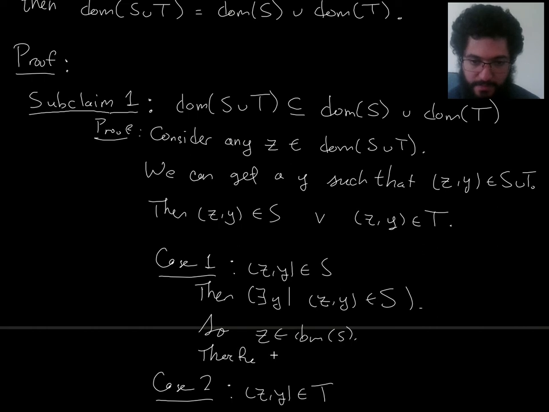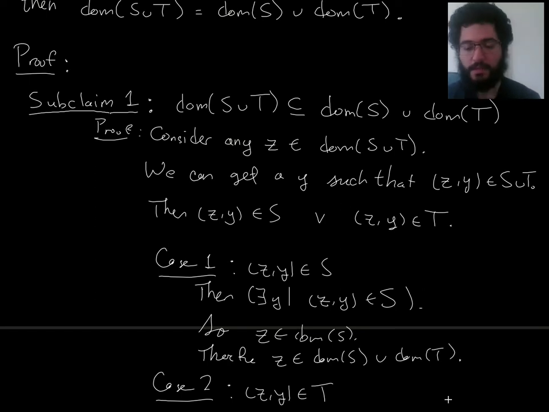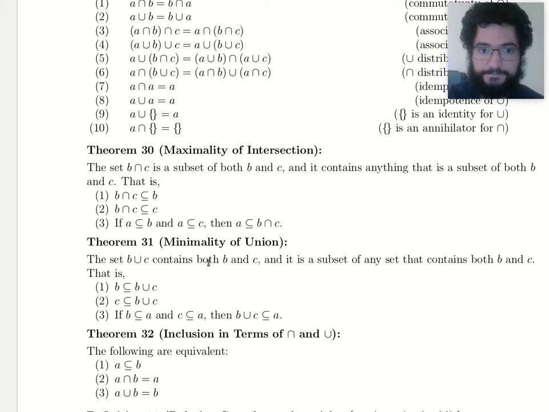Therefore, z is in the domain of S union the domain of T. Now, really, if you're still doing some homework problems where you're proving elementary facts about unions, this would be an unacceptable jump. You have to use the definition of union to go from here to here. Or you have to explicitly reference Theorem 31, which is actually what I'm using here.